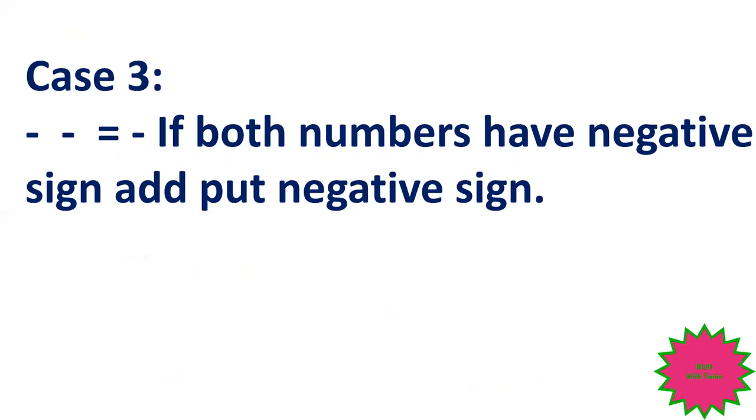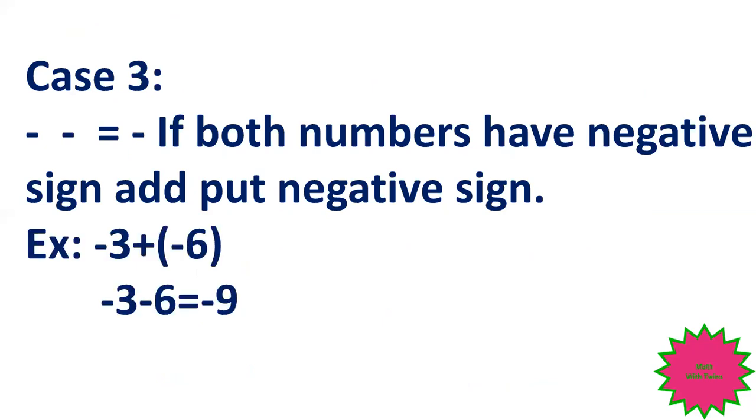Case 3. The addition of two negative numbers results in a negative. That is, if both numbers have negative sign, we need to add them and put a negative sign. Let's check out an example. Minus 3 plus minus 6. Here both are negative, so we need to add 3 and 6, which will give us 9, and we need to put a negative sign in front of it. So our overall answer is minus 9. That is negative 9.